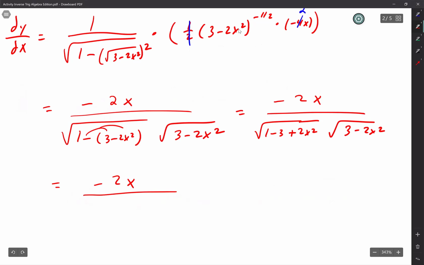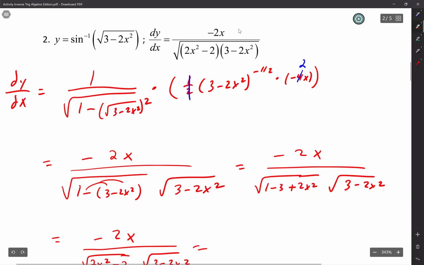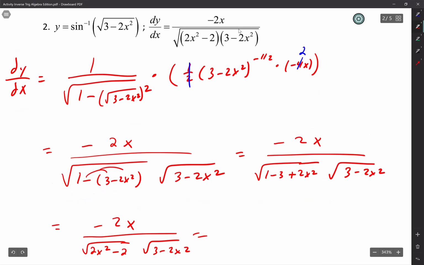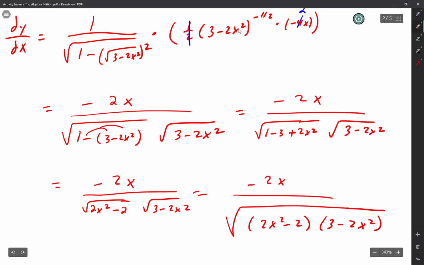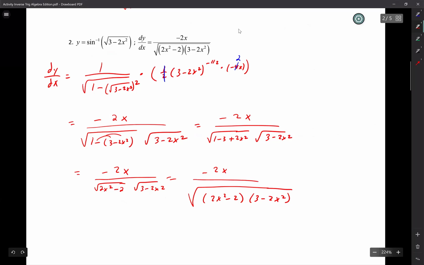And you probably don't need this many steps. You can probably do it in less steps. Square root of 2x squared minus 2, square root of 3 minus 2x squared. And because both in the bottom have square roots on them, I can just use one radical or one square root. And I can just go negative 2x over one giant square root, 2x squared minus 2 times 3 minus 2x squared. And I believe that's the answer.